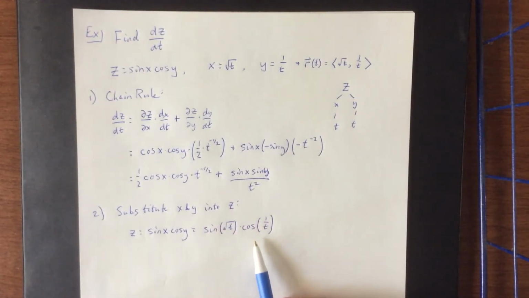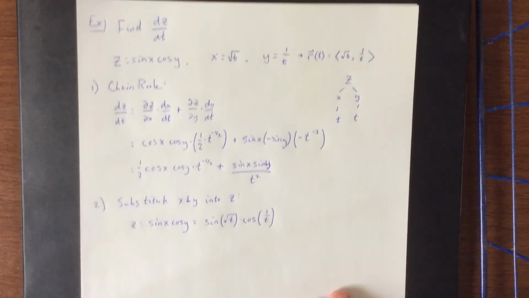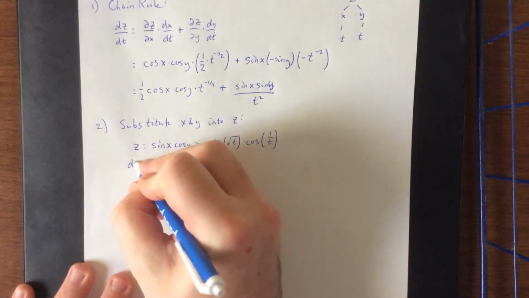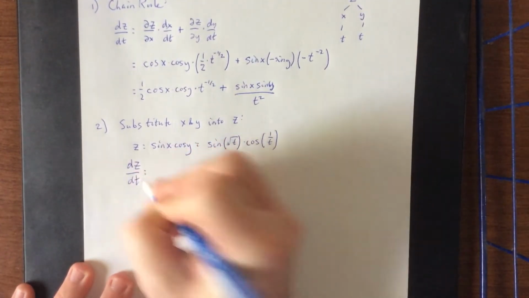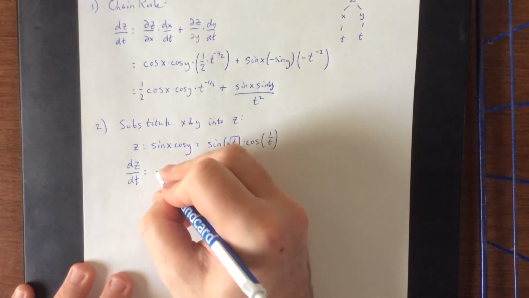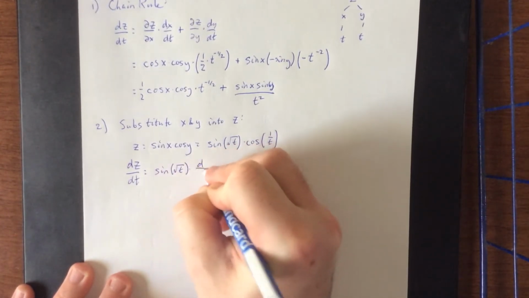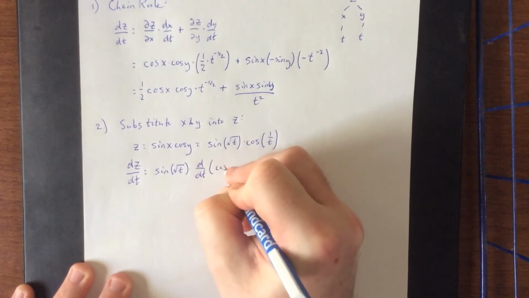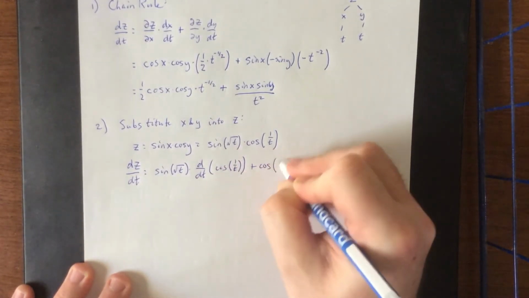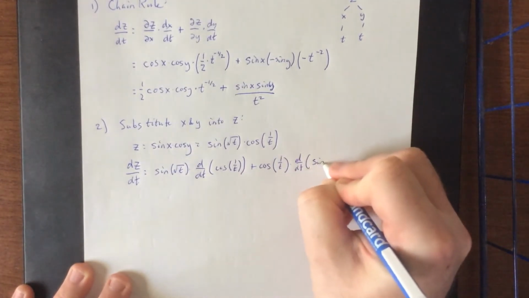Now technically this would be a derivative of z, this is now z as a function of only one variable, and this essentially becomes a rather complicated Calc 1 problem. So dz dt will be equal to, first off we have a product combined with our chain rules, so we'll call this first times the derivative of the second plus the second times the derivative of the first.